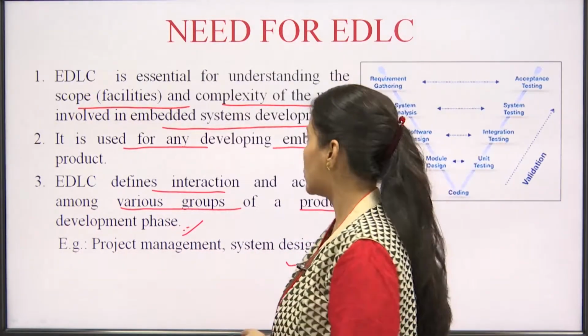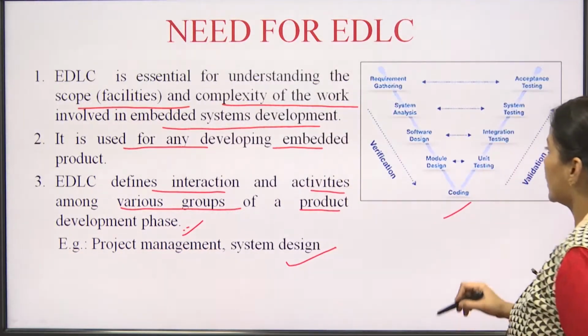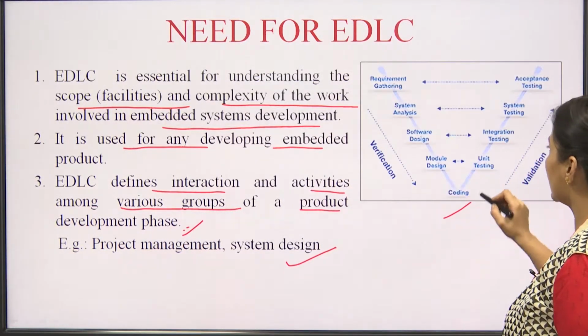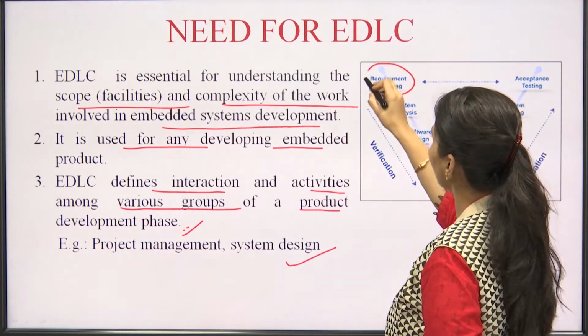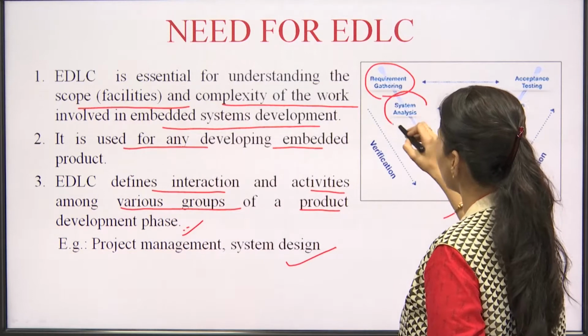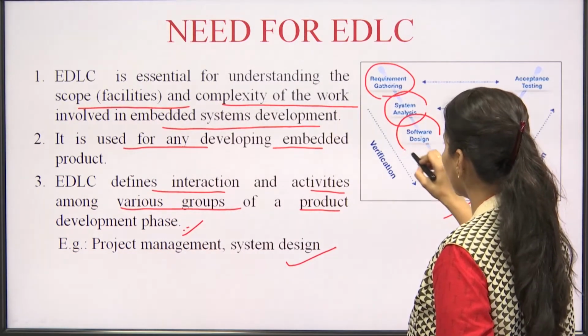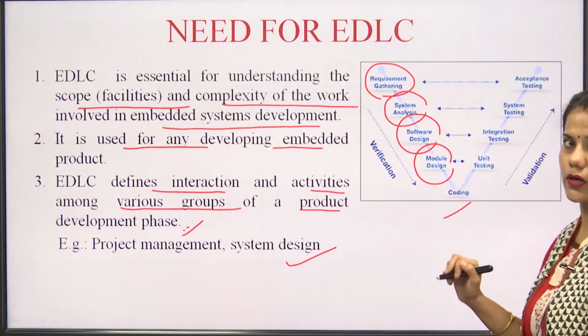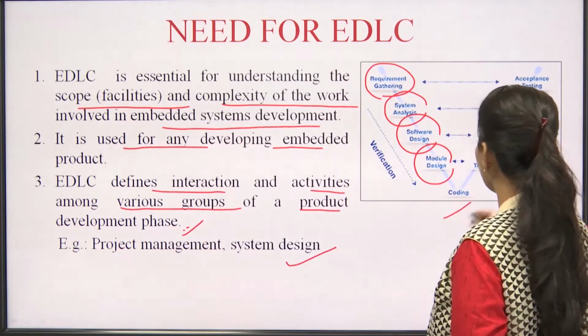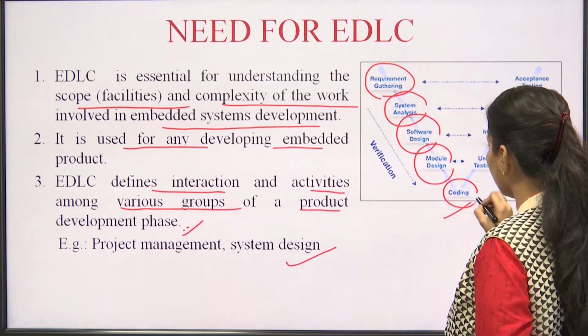So, in this diagram we can see that this is the verification and this is the validation part. In the verification part, requirement gathering is there, system analysis is there, software designing, then module designing. These are all the verification part, and we validate all this finally after the coding.